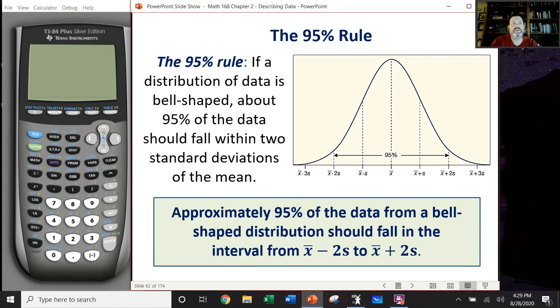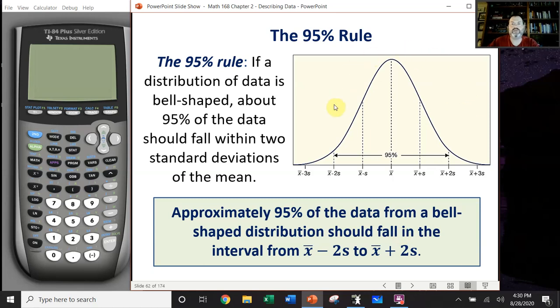So now we have something called the 95% rule. And this is the main rule that we use in this class that involves the mean of the distribution and the standard deviation. Whenever those two numbers are presented together, this is probably the rule we're going to use. So if a distribution of data is bell-shaped, about 95% of the data should fall within two standard deviations of the mean.